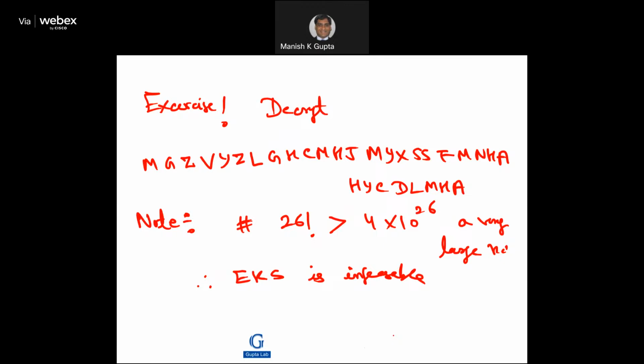So what you can do, write a small computer program. Now you see how many choices are there? There are factorial 26 choices, right? Factorial 26 is a very large number. It is bigger than 4 times 10 raised to the power 26, a very large number. So exhaustive key search is infeasible. So this is a good system.